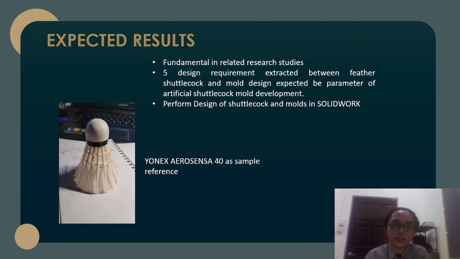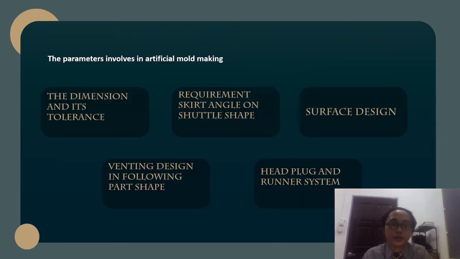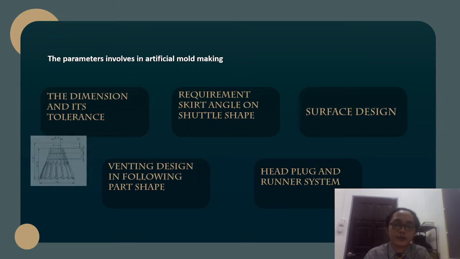The expected result. By referring to previous fundamental related research studies, there are 5 design requirements expected between the shuttlecock and the mold design, which are the expected parameters of artificial shuttlecock mold development. The first one is the dimension and its tolerance. The dimension of the designed shuttlecock is as follows. It will be the reference for the mold making, where all shapes are copied from this dimension. If there are any errors such as irrelevant rough angles, the shuttlecock design will be adjusted. The tolerance will be considered while making these two parts, which are the shuttlecock part and the mold part.